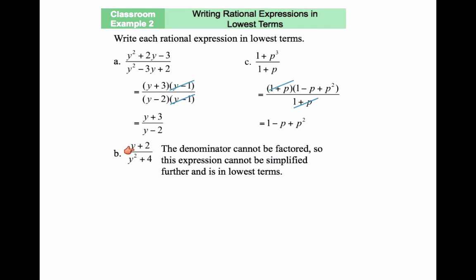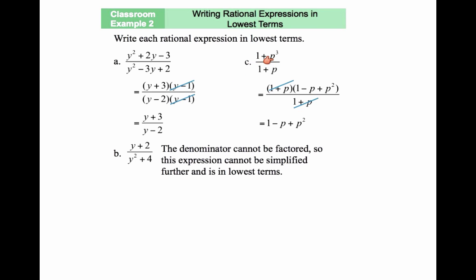Okay, number 2, the second part, B, would be y plus 2 over y squared plus 4. Well, it doesn't look like this is factorable, so the denominator cannot be factored, so this expression cannot be simplified. That's the lowest term already.